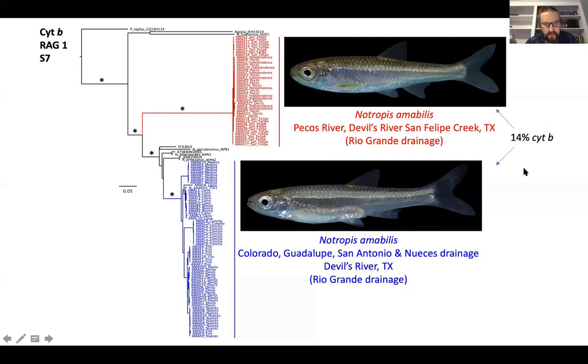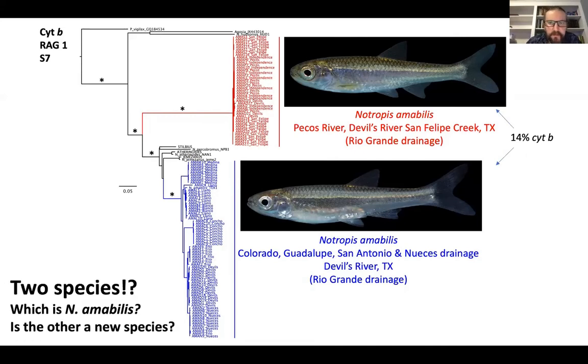So what this suggests to us is that we have two different things, and of course, we're clearly dealing with two different species. But which one of these is Notropis amabilis, and what is the other one? Is it a new species or is it a named species? So these are the questions that we had to answer.